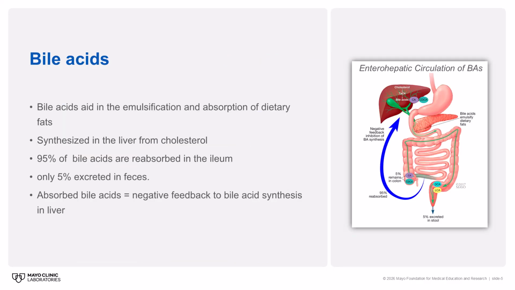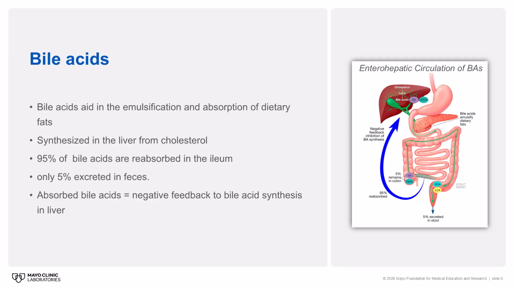So bile acids aid in the emulsification and absorption of dietary fats. They're synthesized in the liver from cholesterol, and they enter into the GI system as primary bile acids, notably cholic acid and chenodeoxycholic acid. They travel through the small intestine, and at the end of the small intestine, the ileum, 95% of those bile acids are reabsorbed into circulation and function to negatively feedback the synthesis of bile acids in the liver.